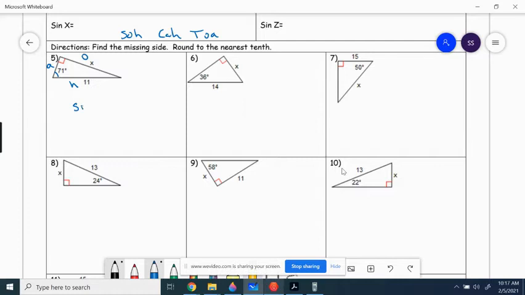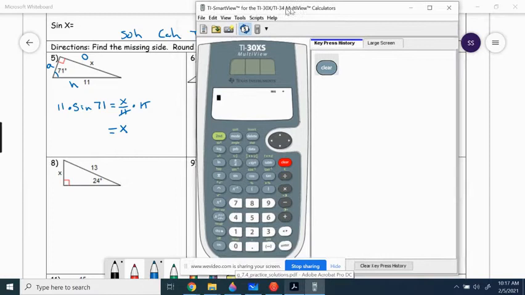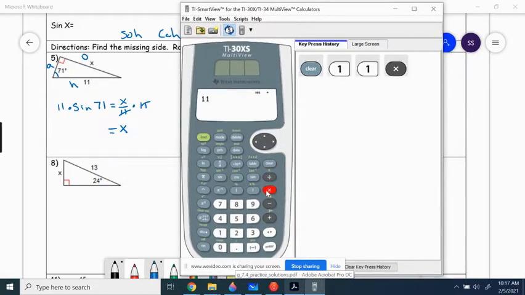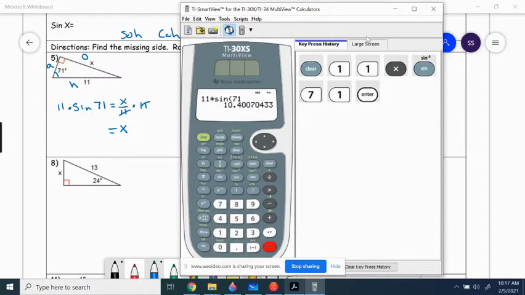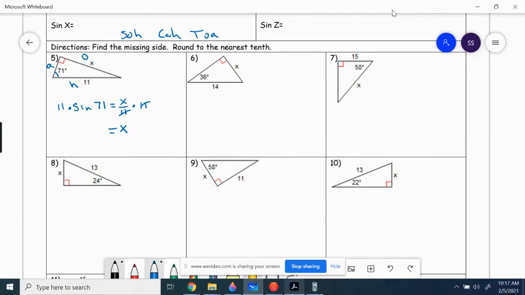So we do the sine of 71 is equal to x over 11. And if the number is in the denominator, right on the bottom, we can just multiply it out. This will cancel out, and you'll just be left with x on that side. You do it to one side, you've got to do it to the other. So now pull up my calculator and do 11 times the sine of 71. Let's see, there we go. 11 times the sine of 71. Press enter. Looks like 10.4 is our answer. 10.4. There you go.